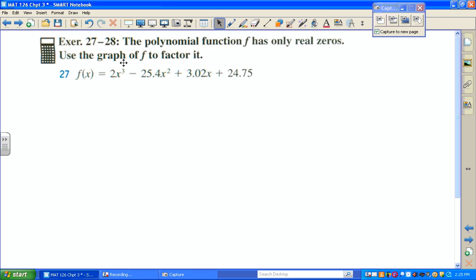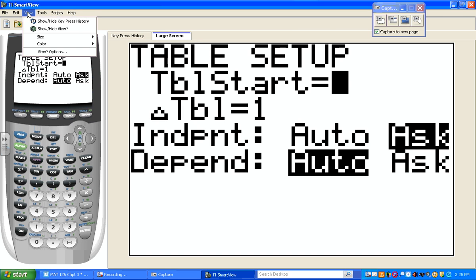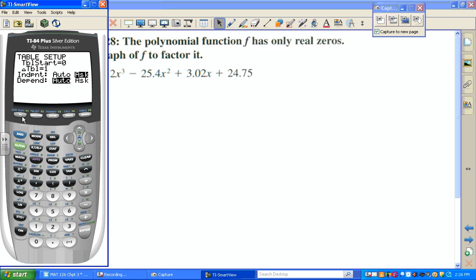So, how many answers are going to be on this to make it equal to 0? 3. Now, whether they're all real or not, that's a different story. So, go to y equals, clear it out, 2x caret 3 minus 25.4x squared plus 3.02x plus 24.75. All right. That looks all right, doesn't it?